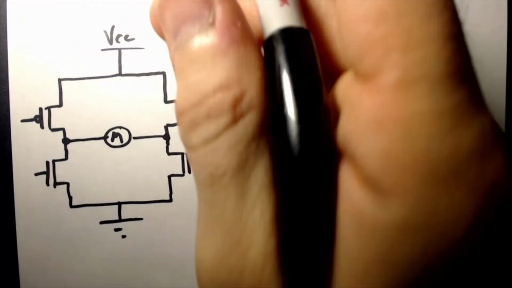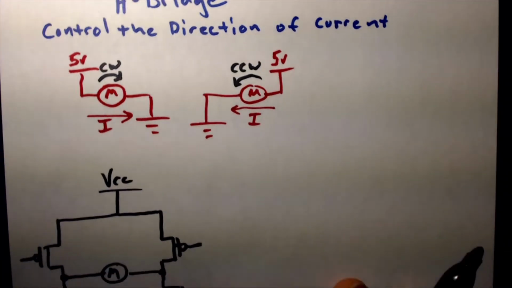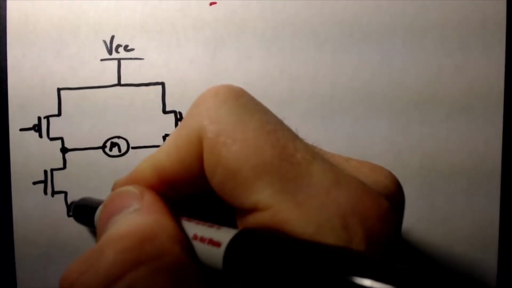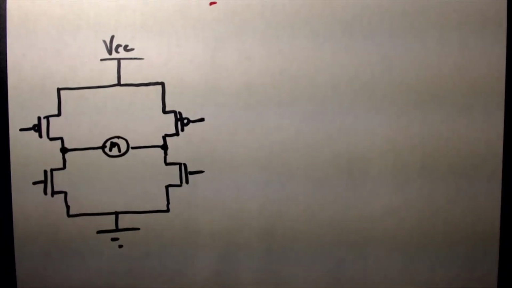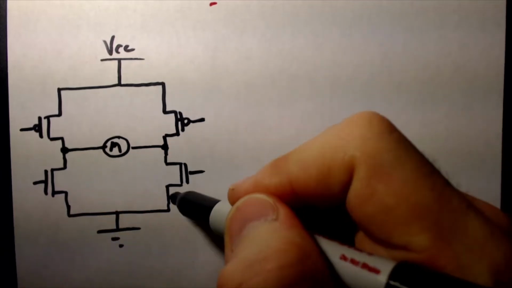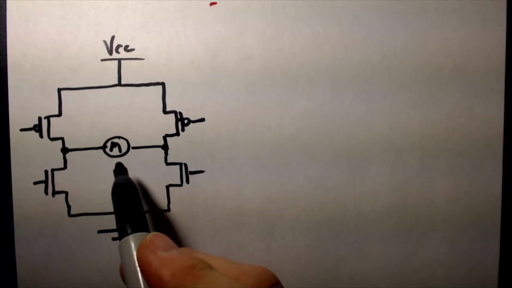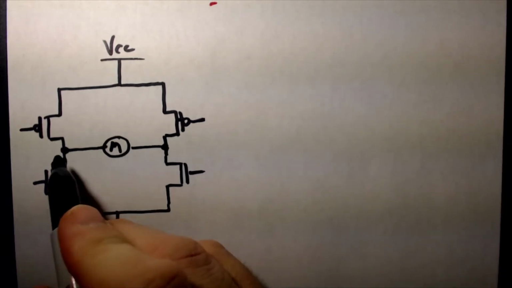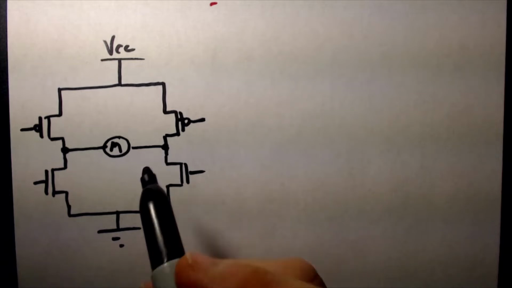Now, the H bridge, as I mentioned before, why do we get this name H bridge? Well, first off, this looks like an H, right? Second off, it's a bridge circuit. I have two parallel elements connected in the center by some load, in this case, the motor. So this is a bridge circuit, and it looks like an H, so H bridge.